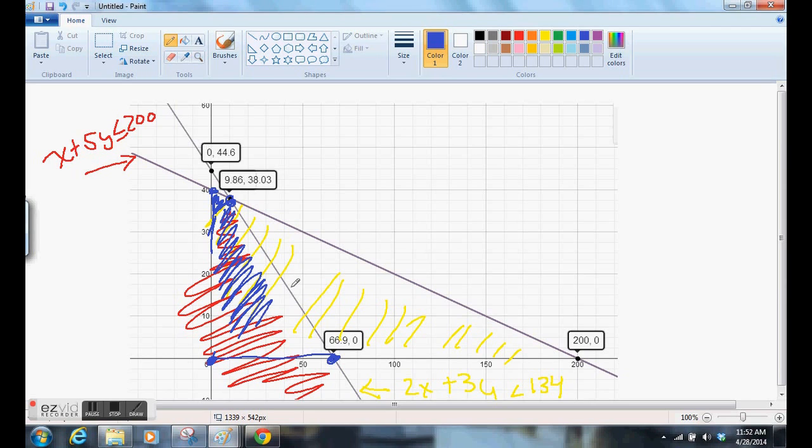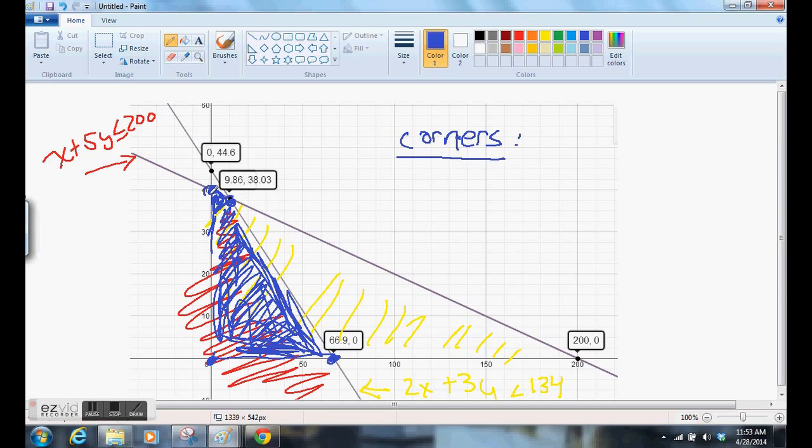When they say graph it and find the solution, this is how you're graphing it. You're drawing the two lines and then you're shading in the region that matches the requirements. So in this case, this region looks a little bit like a triangle. And sometimes this book talks about the corners. So what are the corners of this region?